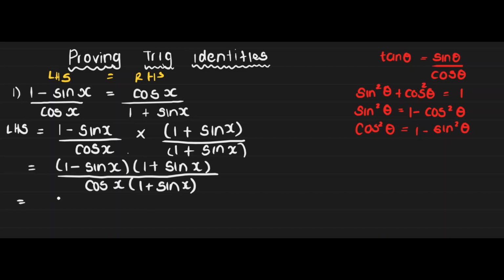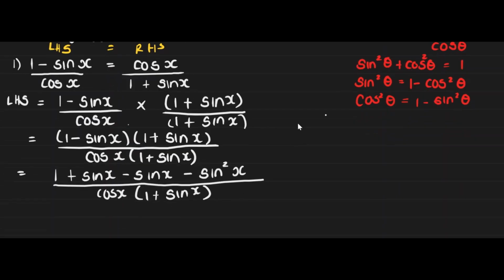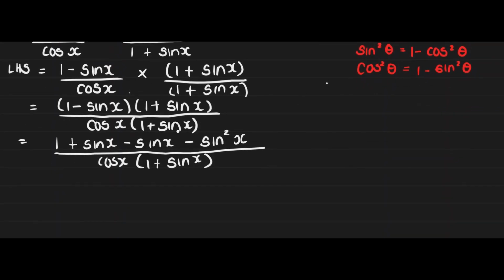1 multiplied by 1 gives me 1. Then 1 multiplied by sine x gives me positive sine x. Then negative sine x multiplied by 1 gives me negative sine x. Then negative sine x multiplied by sine x gives me minus sine squared x. Then this whole thing is divided by cos x (1 plus sine x). Now let's continue to simplify it.